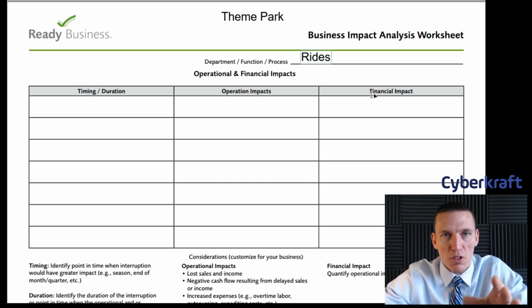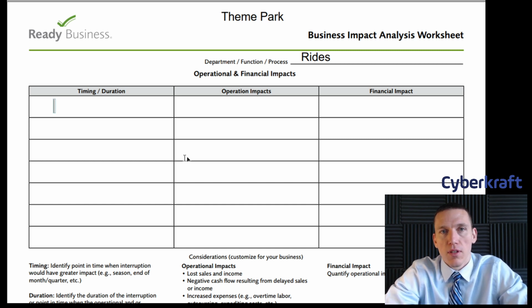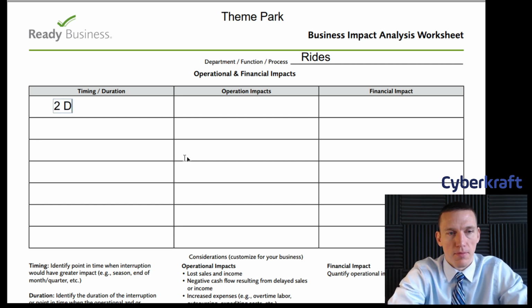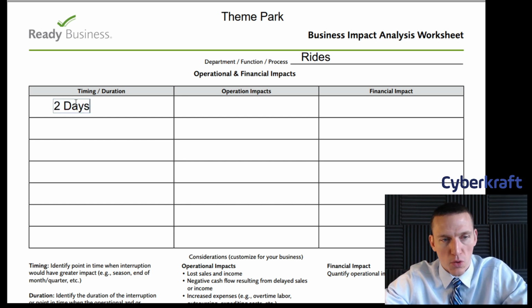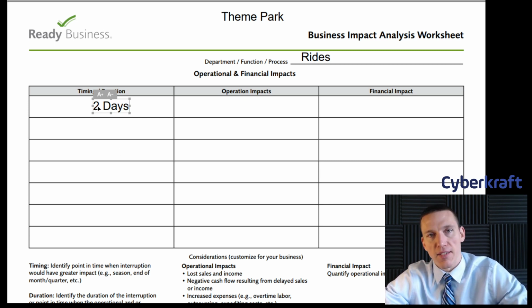How you split this up is going to be determined by the organization. So let's say there's a tornado, right? And the tornado causes 2 days of disruption because the tornado comes in and no rides can be operated that day. It's too dangerous, and then the park needs to be cleaned up after everything's safe, and it takes another day.